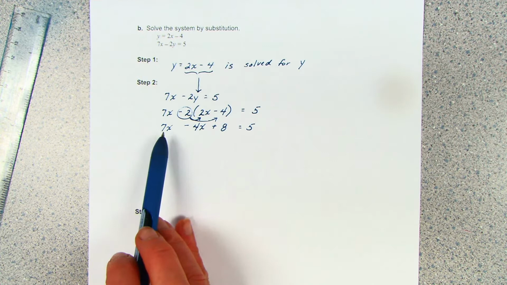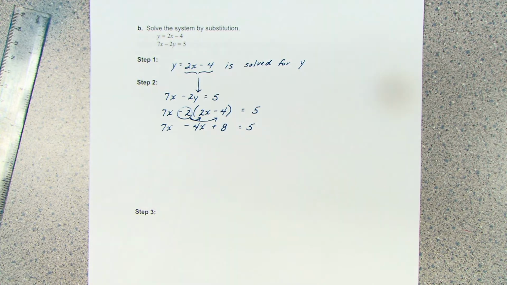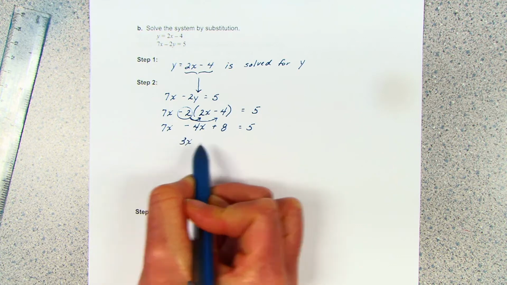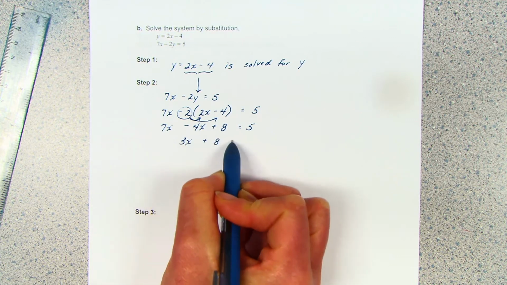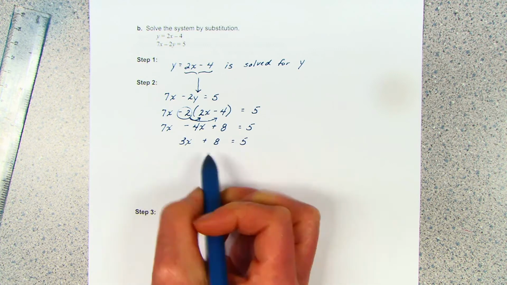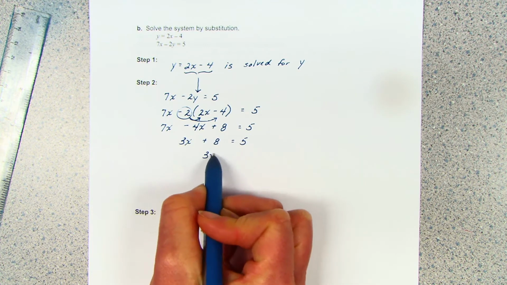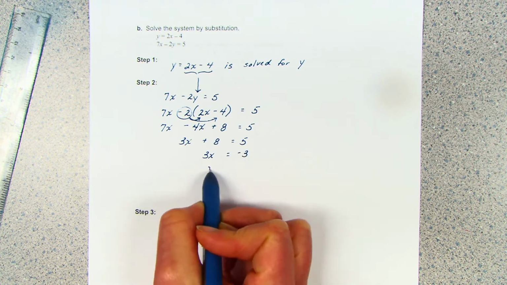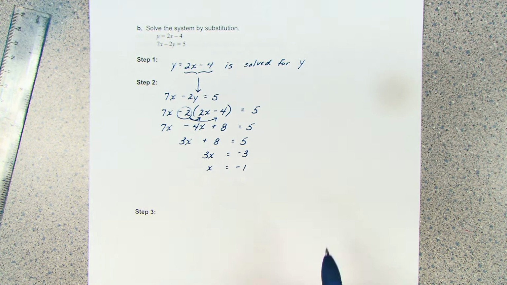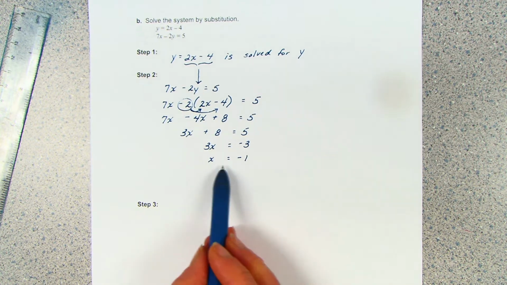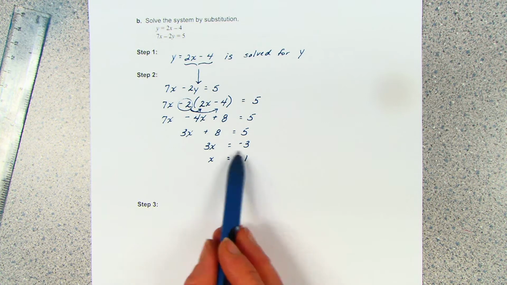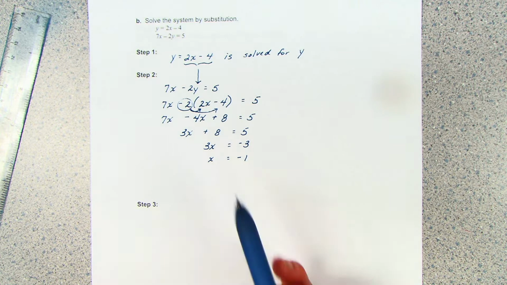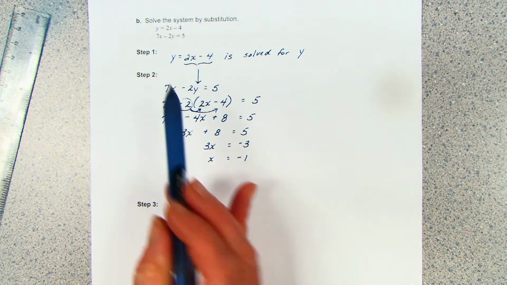Okay. So now we've got 7x minus 4x is 3x plus 8 equals 5. The 8 goes on the other side, so now I've got 3x equals 5 minus 8, which is -3. Divide by 3, and x is equal to -1. Now that I have an x value, I can substitute it into either one. It doesn't matter which equation you substitute it into to solve for y.